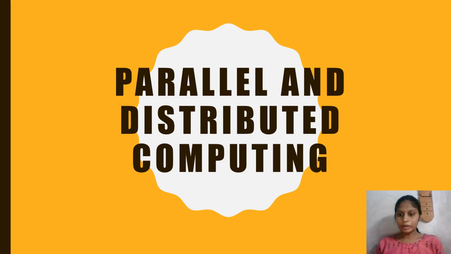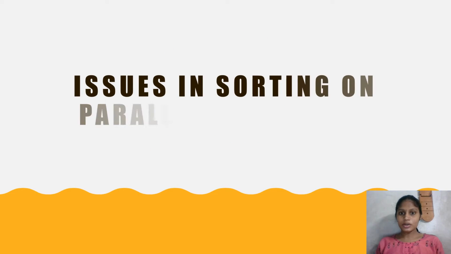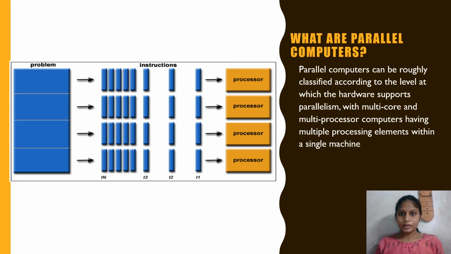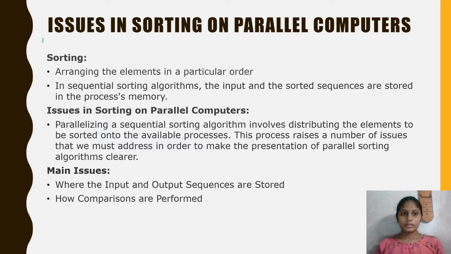Now I'm going to demonstrate the issues in sorting on parallel computers. Let's get started. What are parallel computers? In parallel computing, the problem is divided into subproblems and each subproblem is solved by a processor simultaneously. Parallel computers can be roughly classified according to the level at which the hardware supports parallelism. Next, issues in sorting on parallel computers.